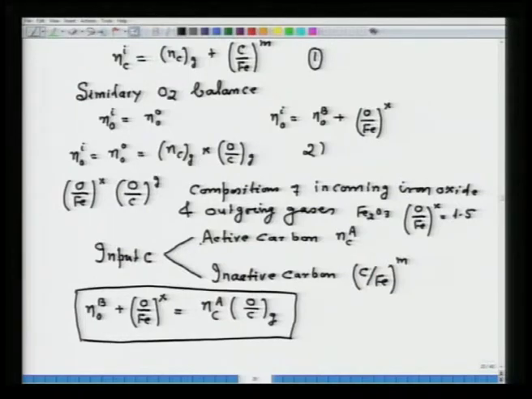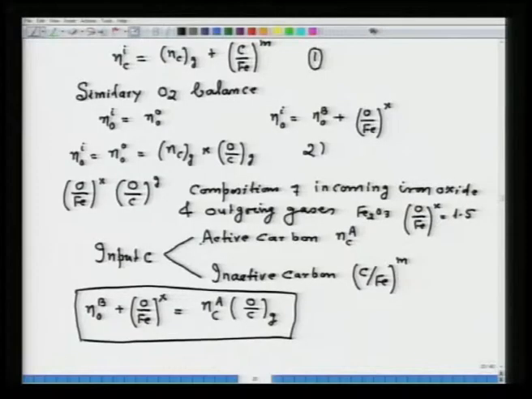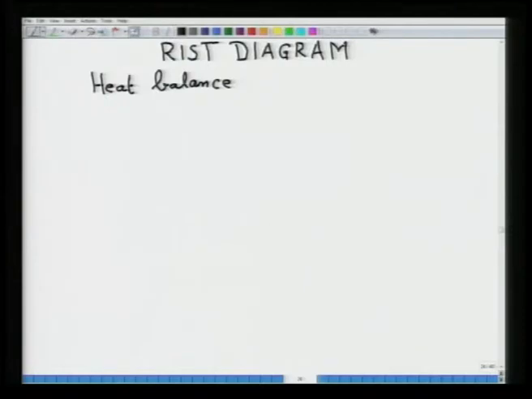For example, if it is Fe2O3, then O by Fe is 1.5. If it is Fe3O4, then it is 4 by 3, and so on. So, that is the way O by FeX. This equation we could obtain as a result of material balance only, and in the subsequent development of this lecture, I have shown that the same equation can be represented in the form of the diagram, and we have seen that, and we have solved some problems.